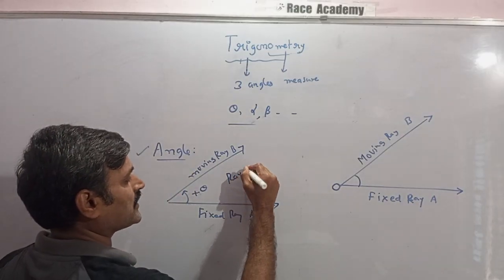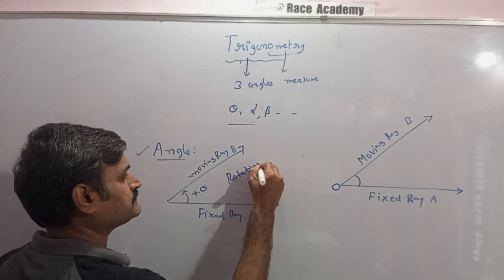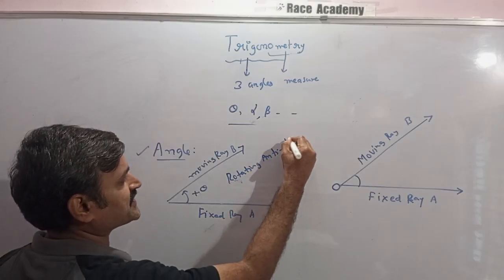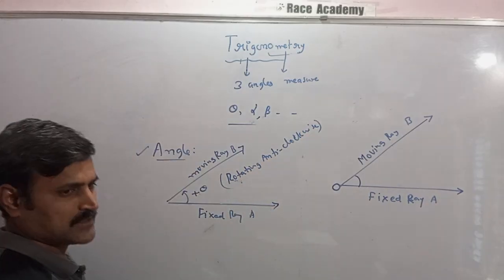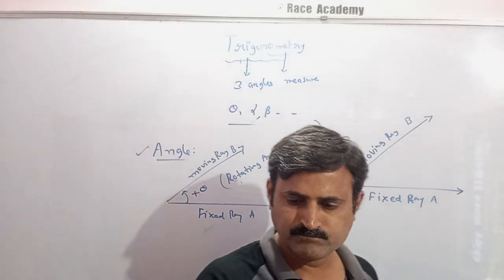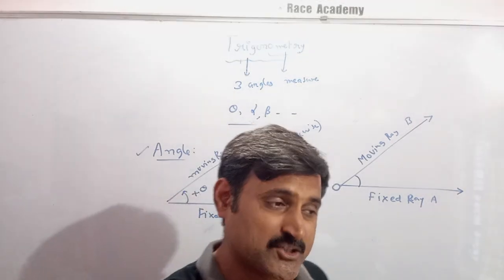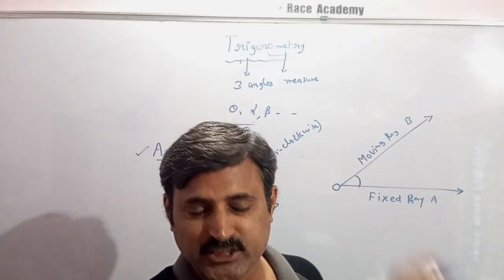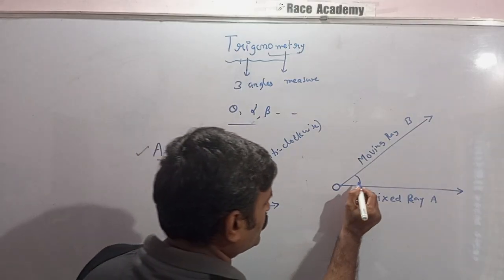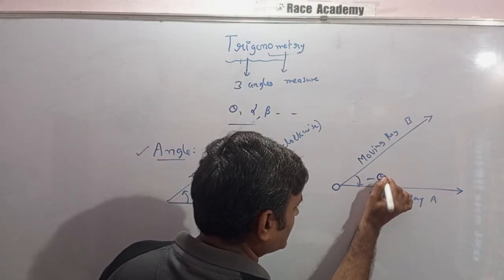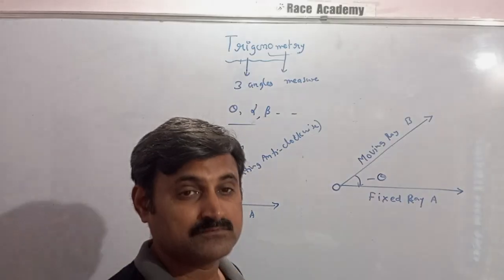This moving ray is rotating in the anti-clockwise direction. Then the angle made by the moving ray with reference to the fixed ray will be taken as a positive angle, plus theta. If not, if it is rotating in the clockwise direction like this, the angle will be considered as a negative value.